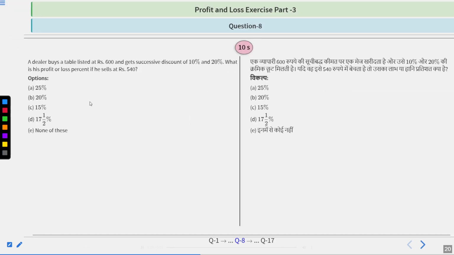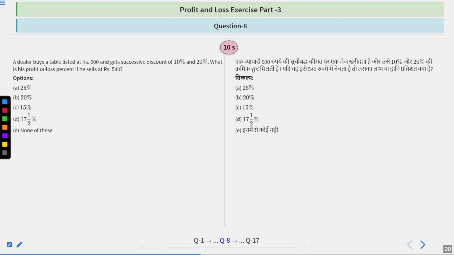Next one. A dealer buys a table listed at 600 rupees and gets successive discounts of 10% and 20%. What is his profit or loss percent if he sells at rupees 540? You have 5 options and 10 seconds to analyze the question. Your time starts now.